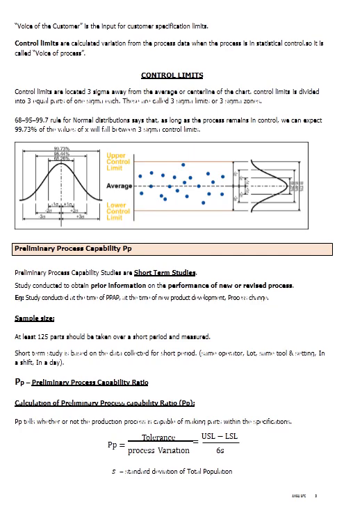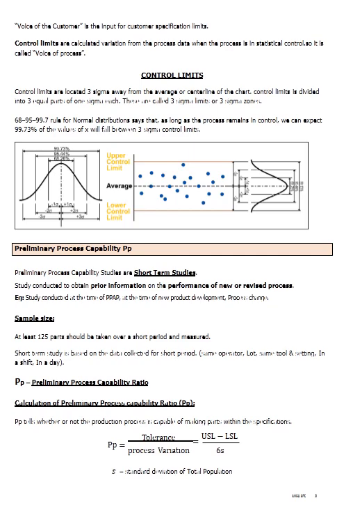Preliminary process capability. Preliminary process capability studies, or short-term studies, are conducted to obtain clear information on the performance of a new or revised process. Example: a study conducted at the time of new product development or process change. A sample size of at least 125 pieces should be taken over a short period and measured. A short-term study is based on data collected for a short period, with the same operator, same load, same tool and setting, in a shift in a day.